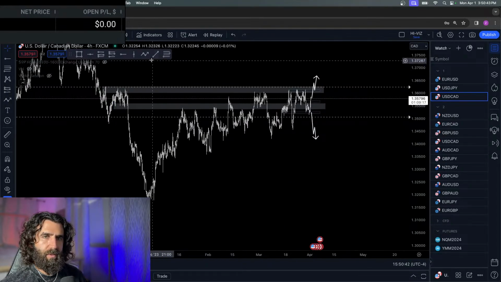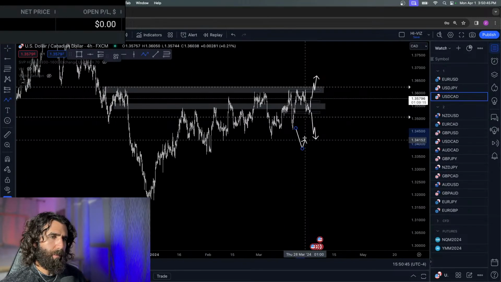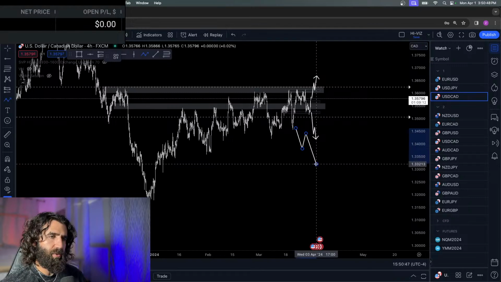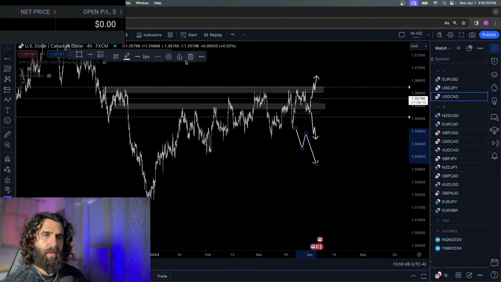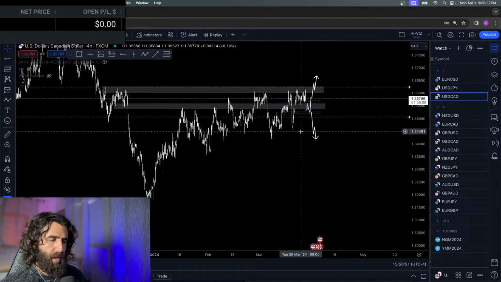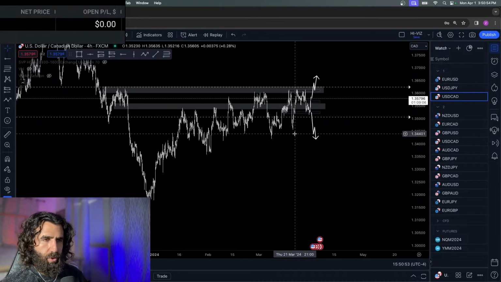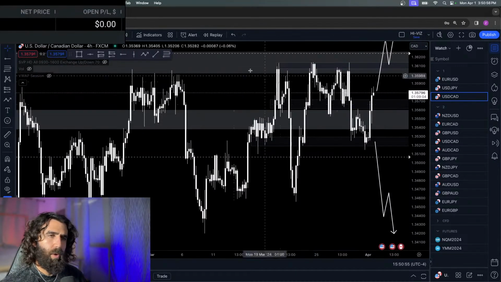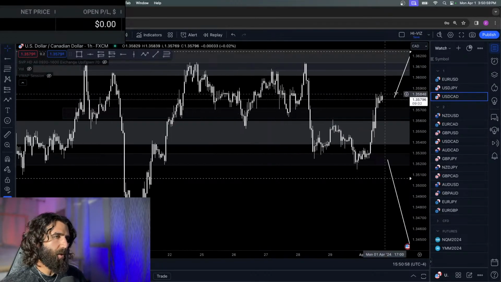And again, I'd be looking for the same thing: a push down, break below the lows, some form of a pullback on structure, and then a continuation to the downside. Allows me to structure risk, allows me to structure my trade so I have a positive risk to reward, and then actively manage it.